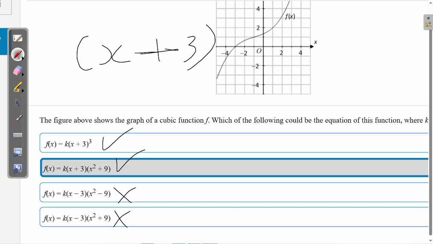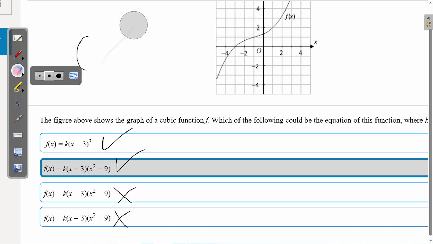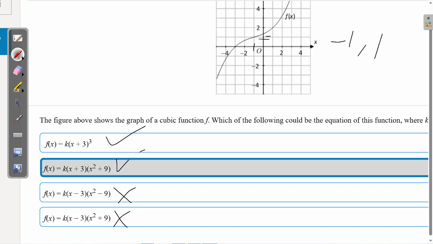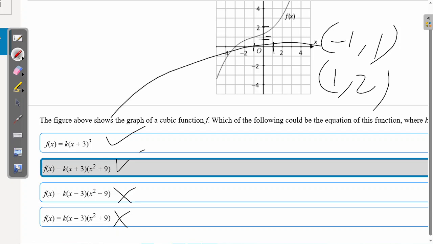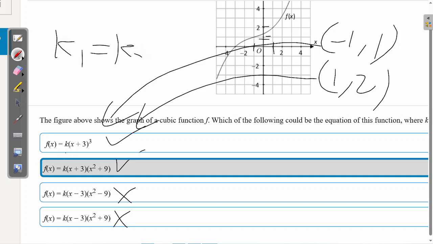So now we have our two possible choices. Now we want to solve for the correct one. What you do here is, they give you 2 points, right? Here, negative 1, 1 and 1, 2. What you can do is substitute these 2 points into the equation and find the k. If the first k is equal to the second k, then it is the correct equation. If they aren't equal, then it's wrong. So let's do that.